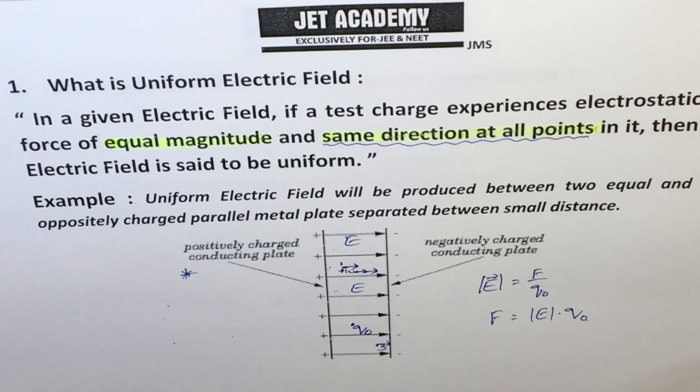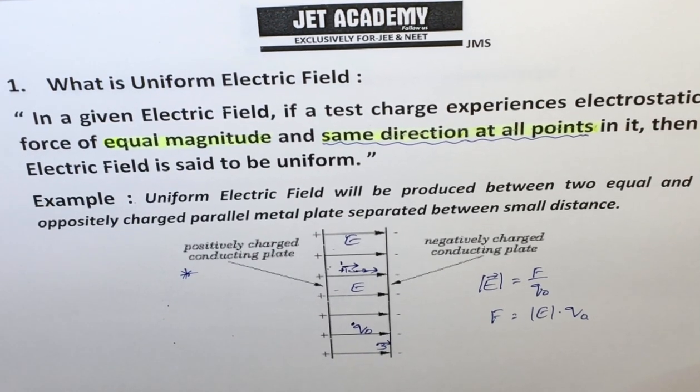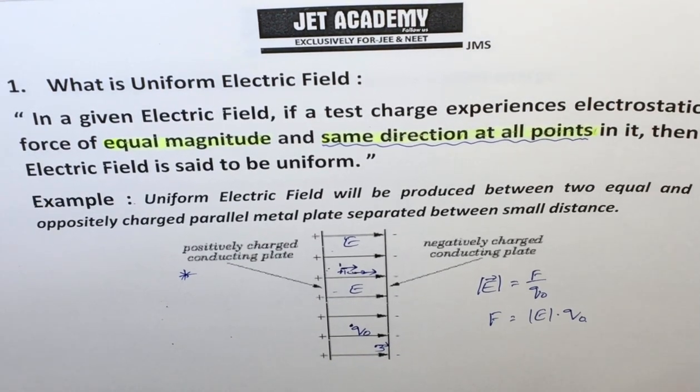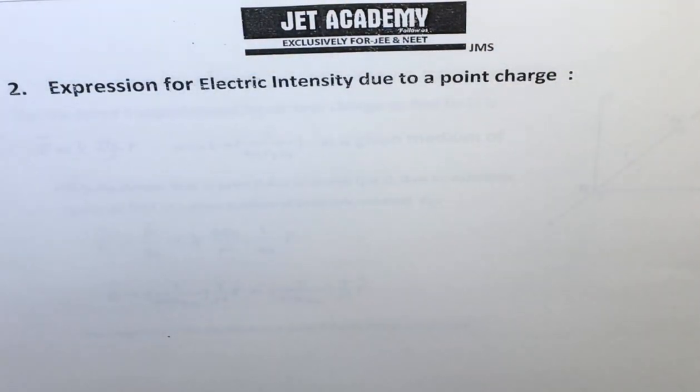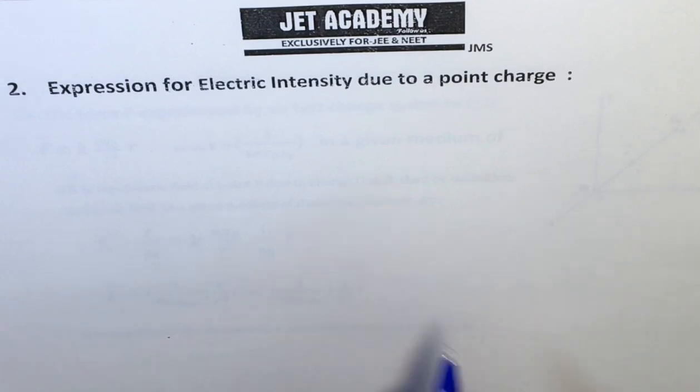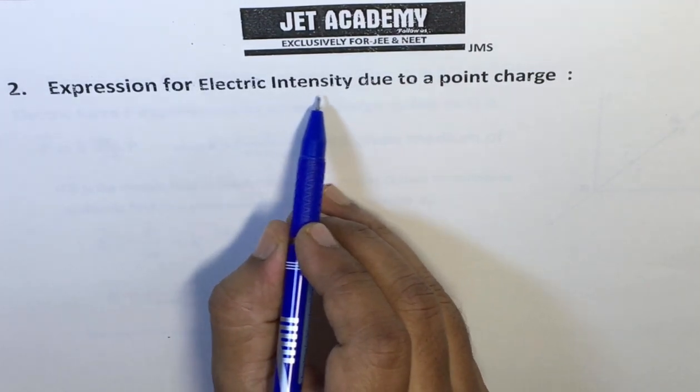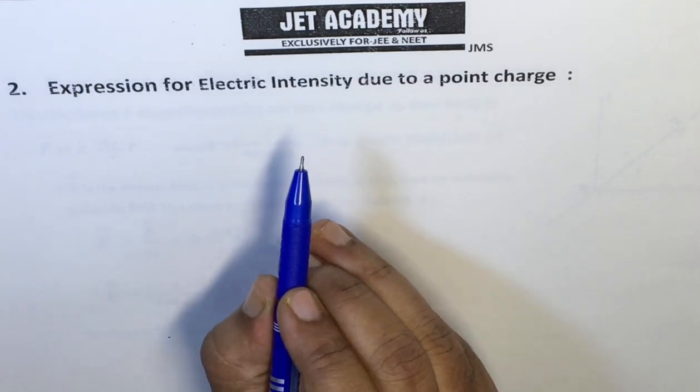Next, we will understand the electric intensity produced by an isolated charge, a single charge. That is the expression we come across in the NCERT book. There's a standard question they are going to ask: derive an expression for electric intensity due to a point charge.